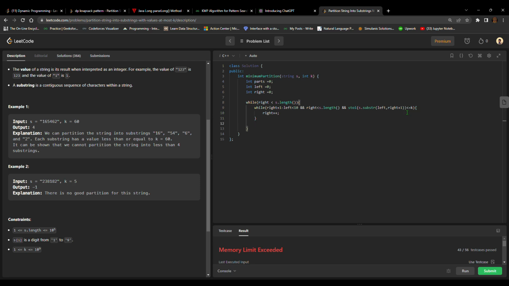Okay, go on and check if left was equal to right, that is, when will this case not be resolved?